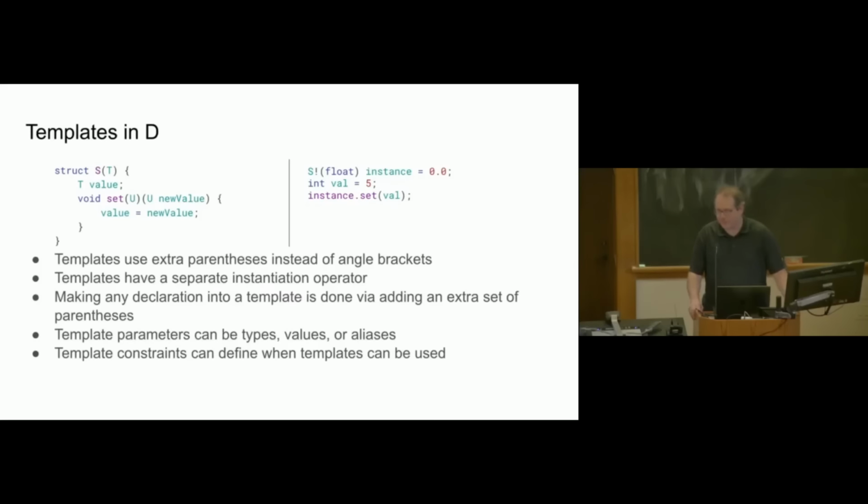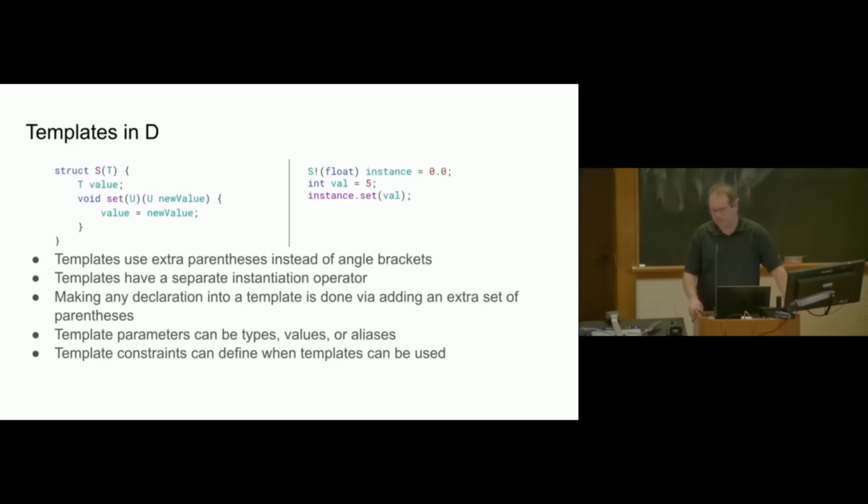So this is how templates work in D. They're a little bit different than most programming languages. I think most programming languages use angle brackets for their generic parameters. But in D, we just tack on an extra set of parentheses. So anytime you see extra parentheses there, that's a template parameter list. You can use types, values, anything you want as parameters.